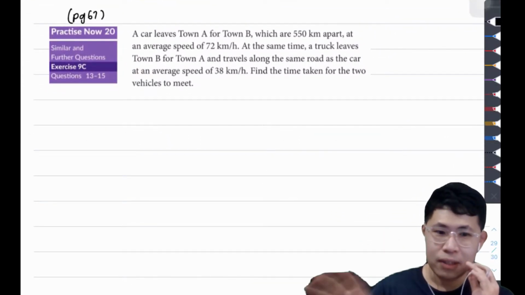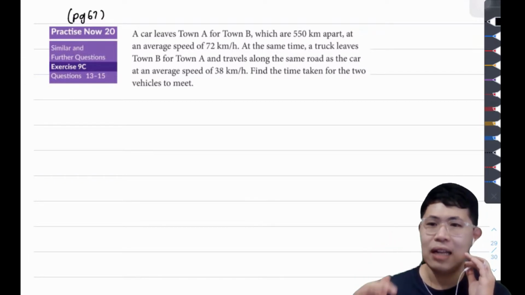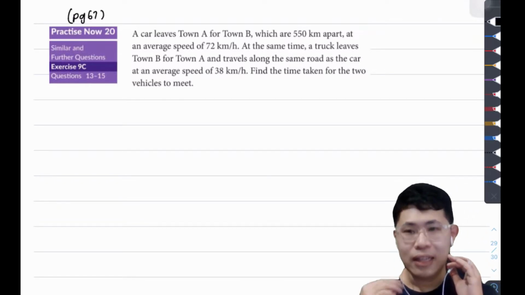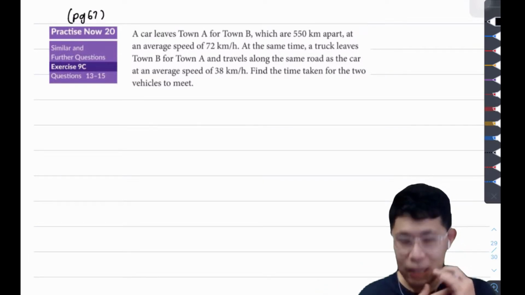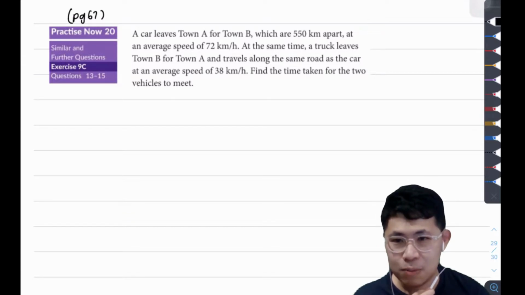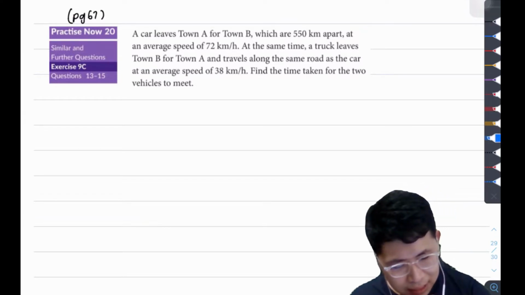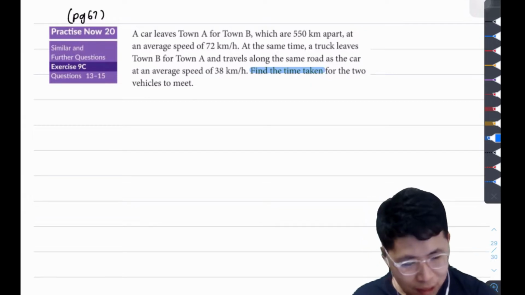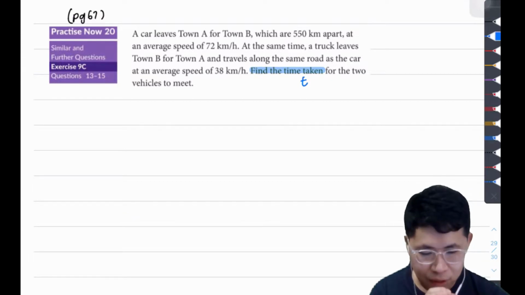For this particular example, let's take a look at this question first. We have a car leaving town A for town B, 550 kilometers apart. They give a speed of 72 kilometers per hour, and we have a truck leaving town B for town A, traveling at the lower speed of 38 kilometers per hour. We need to find the time taken for the two vehicles to meet.